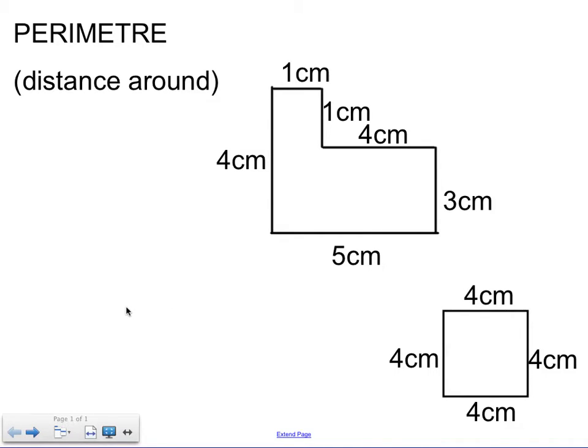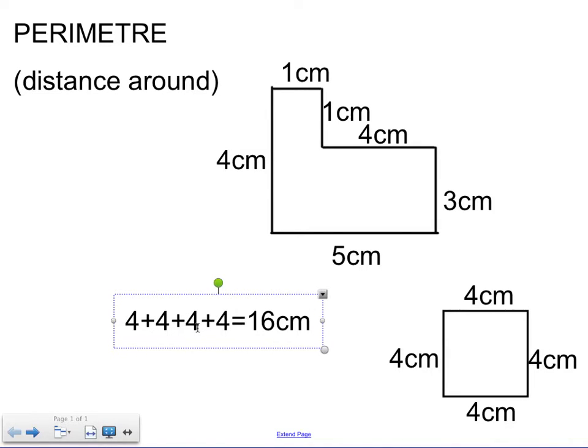So all I'm simply going to do is add 4. I'm going to add it 4 times. So let's say 4, 8, 12, and that will give me a measurement of 16 centimeters.